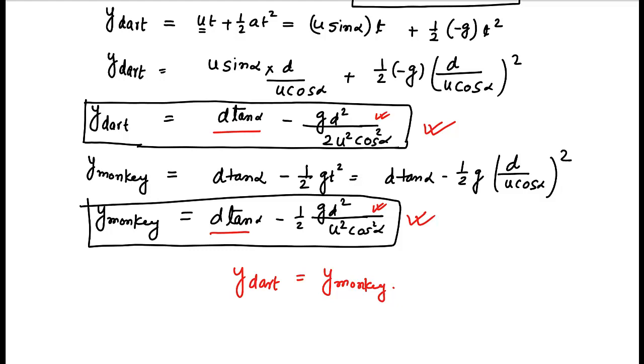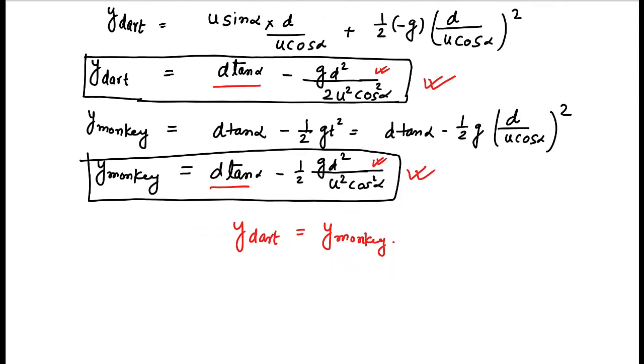Moreover, there are two important points. One is you can have any value of u. The y-coordinate of the dot and the y-coordinate of the monkey will be the same, because this is independent of u. Whatever value you put here, you will get the same expression for y dot and for y monkey. So it does not depend upon the velocity with which you are throwing the dot. It is independent of the initial speed of the dot.